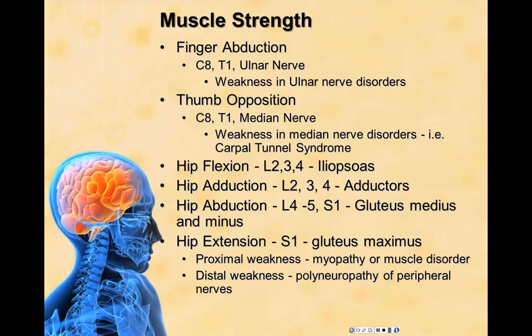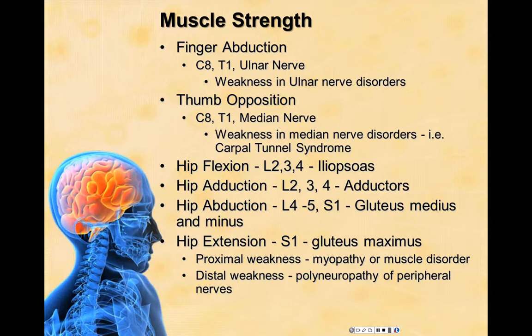We're also going to check hip flexion, which tests L2, 3, 4, and the iliopsoas muscle. Hip adduction, which is towards midline, L2, 3, 4, and the adductor muscles. And abduction, which is L4, 5, and S1, the gluteus medius and minimus. Hip extension, S1, gluteus maximus.